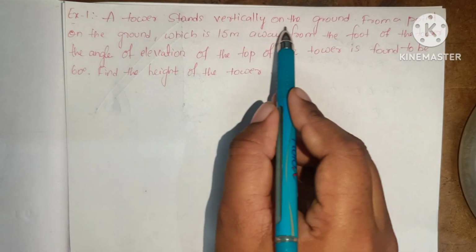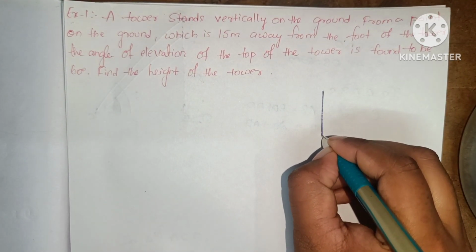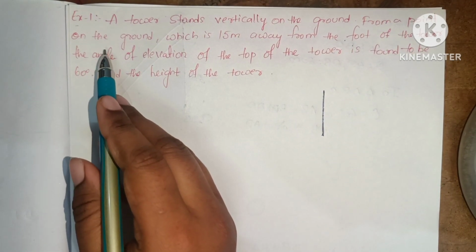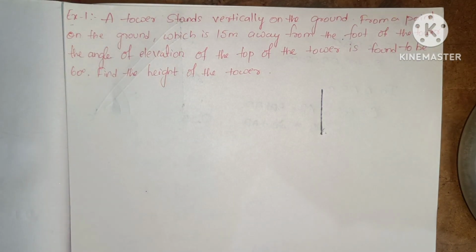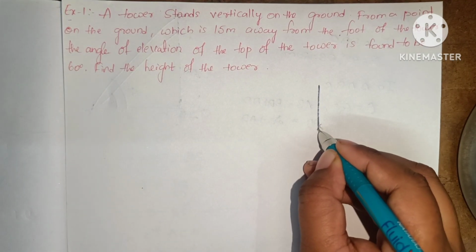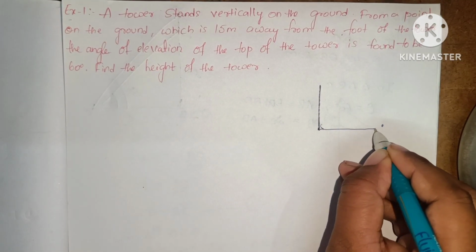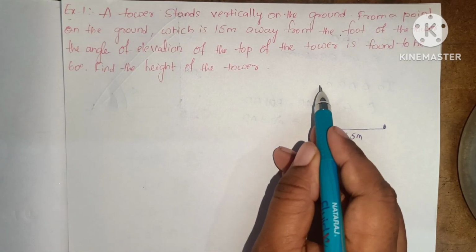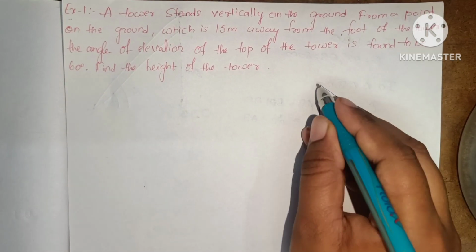A tower stands vertically on the ground. I said when a tower or building is given, you have to draw a straight line. So from a point on the ground which is 15 meters away from the foot of the tower. This one is the foot of the tower, this one is the point on the ground. So this total length is how much? 15 meters. From here it creates some angle of elevation. That angle is 60 degrees.